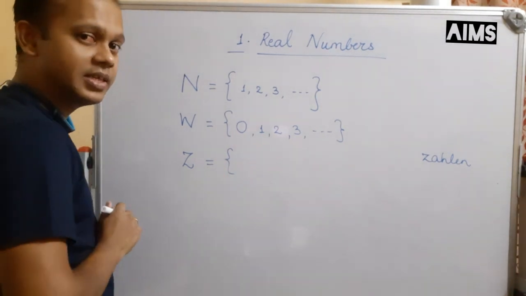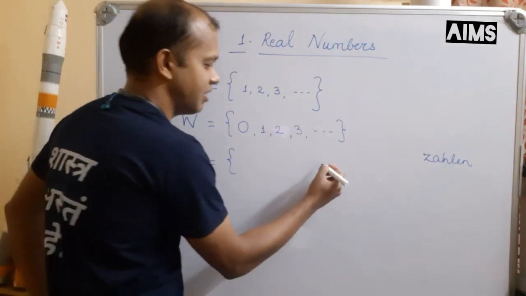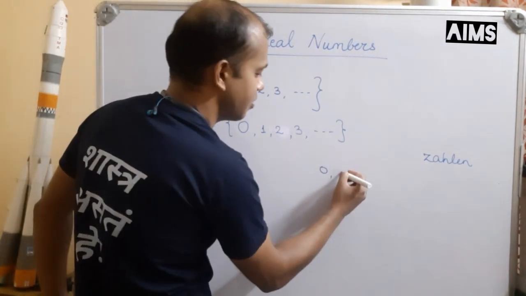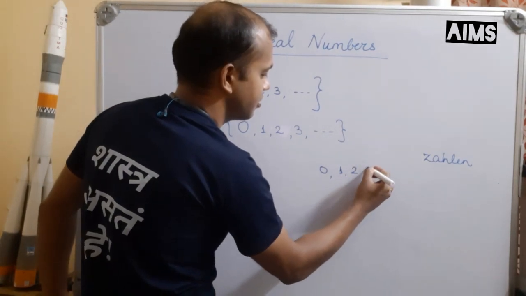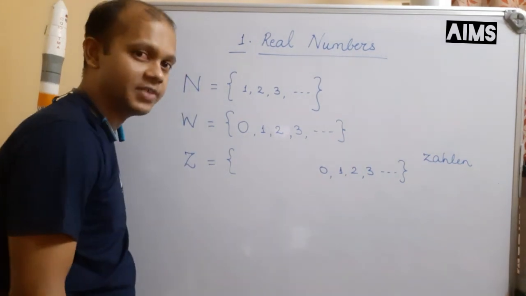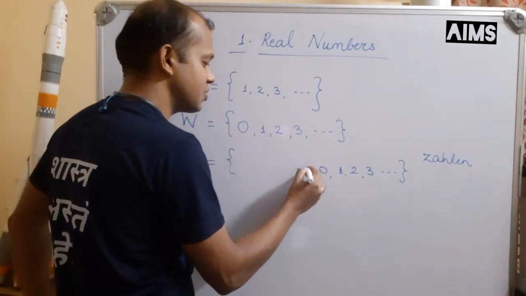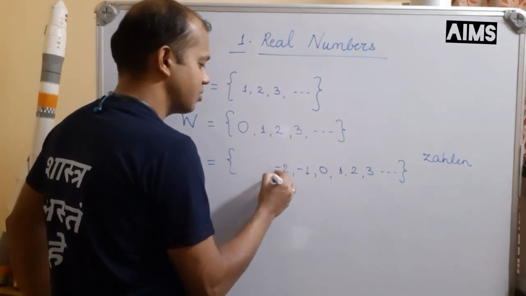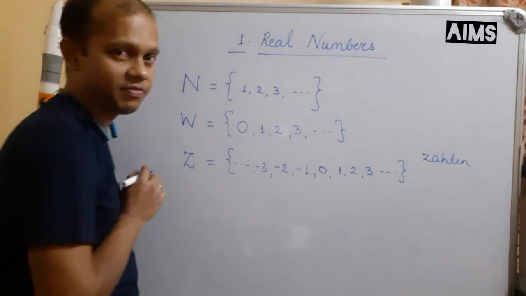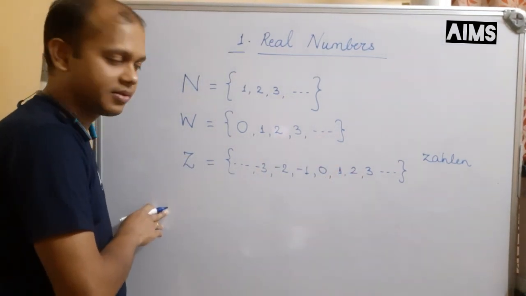Now this set has no start from this side as well as this side. We have a central number 0, then we have all the positive numbers 1, 2, 3, and this goes on up to infinity. And then if you move to the left, we have -1, -2, -3, and this goes on up to infinity. So this set is called the set of integers.